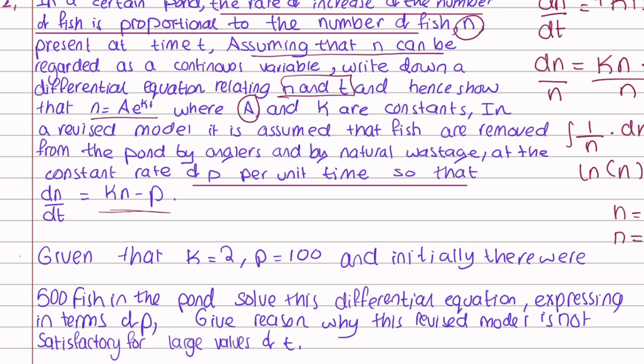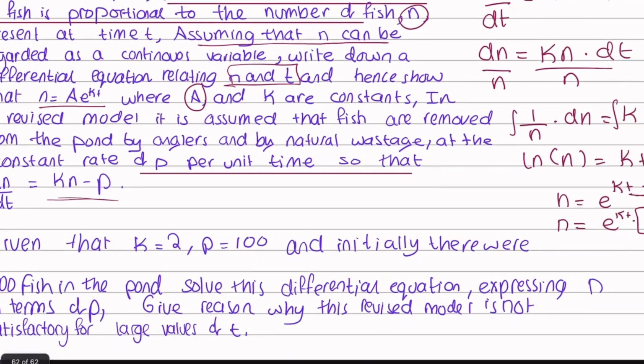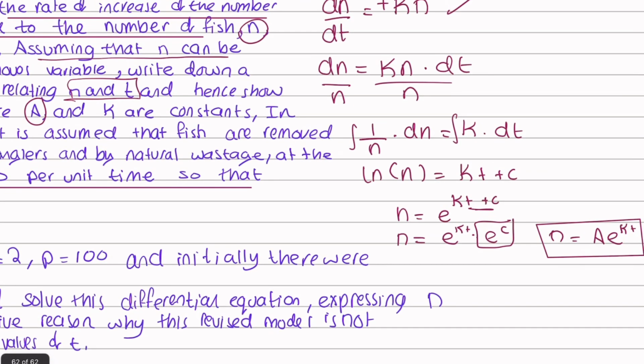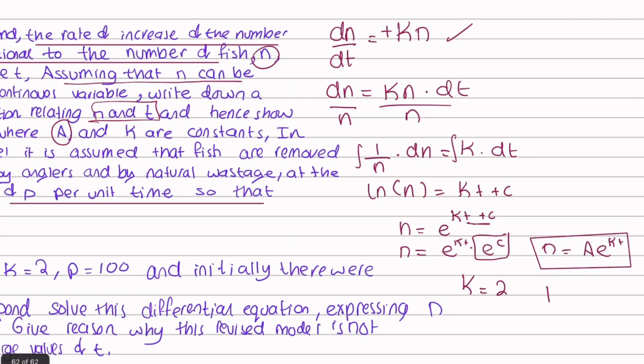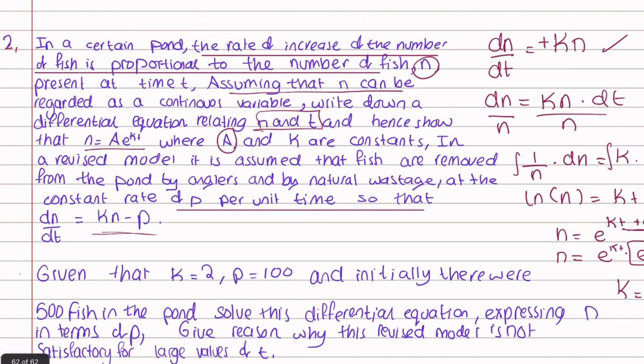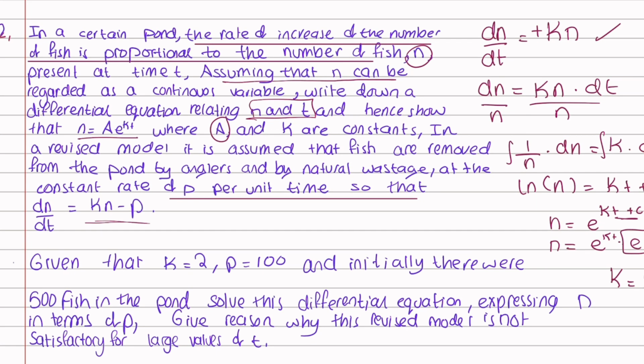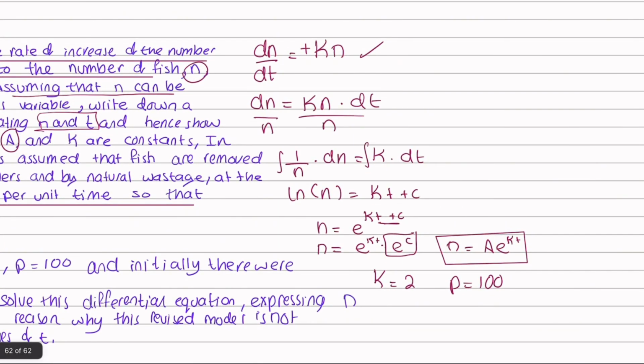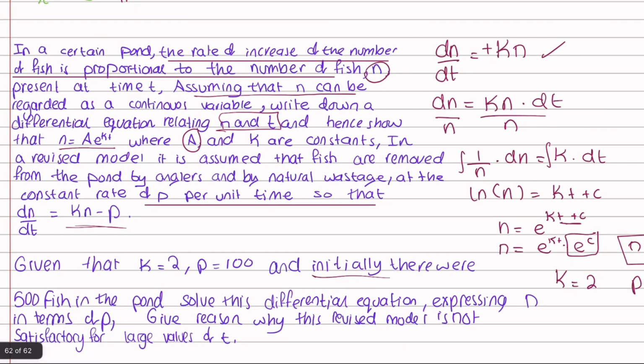Now, given that k equals 2, p equals 100, so we're going to write this down over here. k equals 2 is the value of the constant, p equals 100. And initially there were 500 fish in the pond. So obviously at time t equals 0, there were 500 fish in the pond, because it said initially. Solve this differential equation expressing n in terms of p, and give a reason why this revised model is not satisfactory for large values of t.